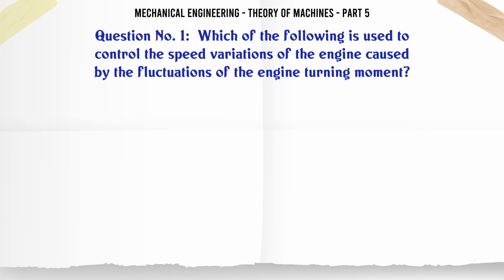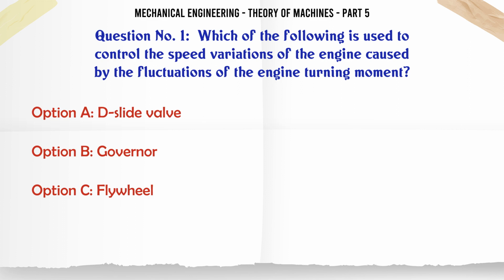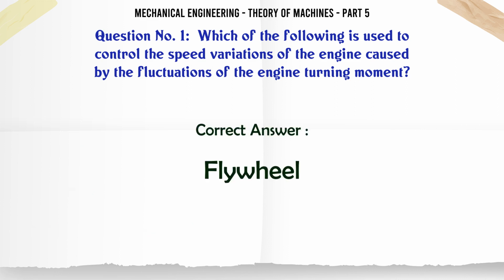Which of the following is used to control the speed variations of the engine caused by the fluctuations of the engine turning moment? A. Slide valve. B. Governor. C. Flywheel. D. Myers expansion valve. The correct answer is flywheel.